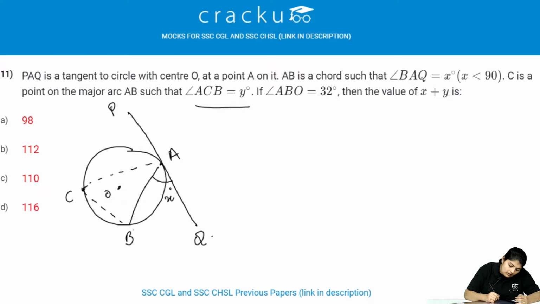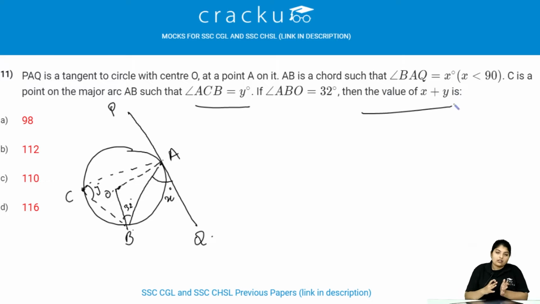ACB is y degrees. Later, if ABO is equal to 32 degrees, A, B and O, so extend this here. ABO is 32 degrees. Then the value of x plus y is.